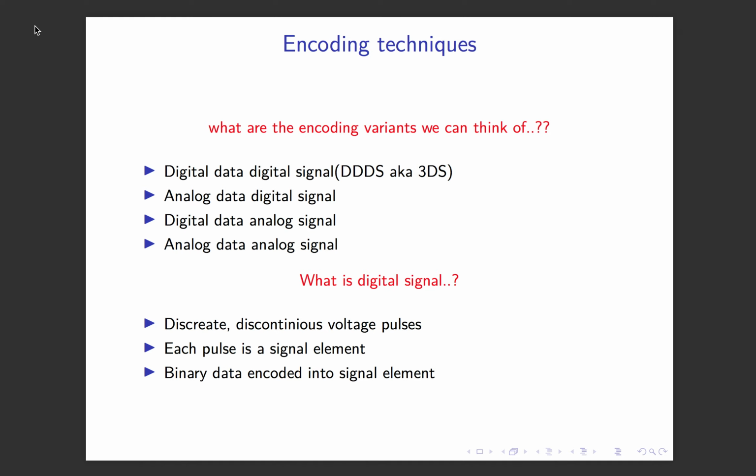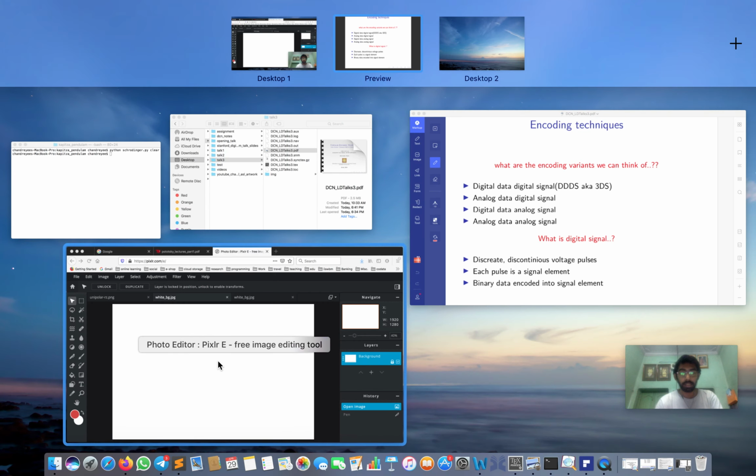So what is a digital signal? These are discrete, discontinuous voltage pulses, and each pulse is a signal element, and the binary data which is encoded into the signal element is represented by the digital signal. So what does it mean by discrete and discontinuous voltage pulses? So let's see.